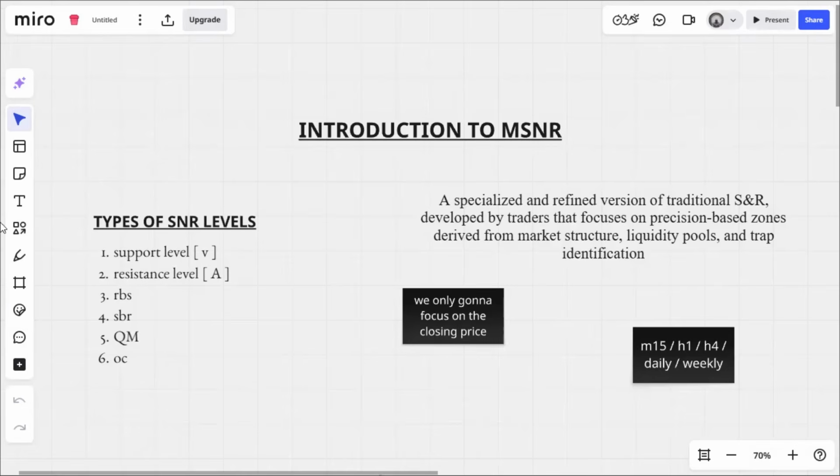Let's talk about the types of SNR levels. The first type is the support level, the second is the resistance level, the third is RBS, the fourth is SBR, the fifth is QM, and the sixth is OC. OC means open close levels, and I'll explain each one of them.